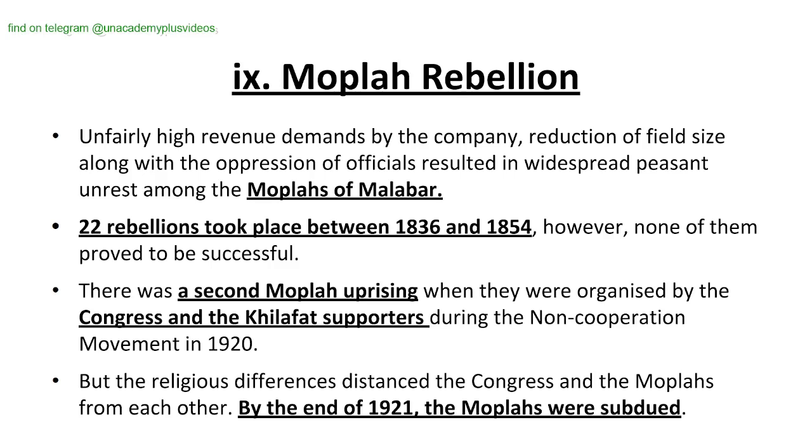There was a second Mopla uprising when they were organized by the Congress and the Khilafat supporters during the non-cooperation movement in 1920. But the religious differences distanced the Congress and the Moplas from each other. By the end of 1921, the Moplas were subdued.